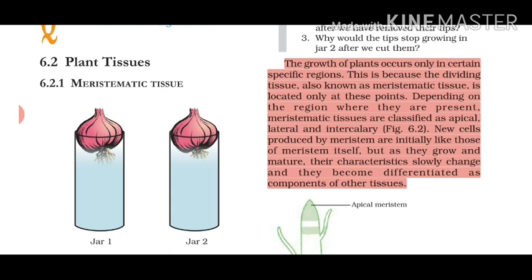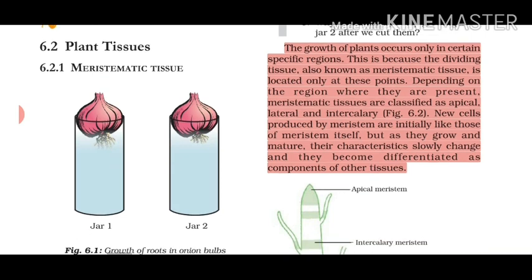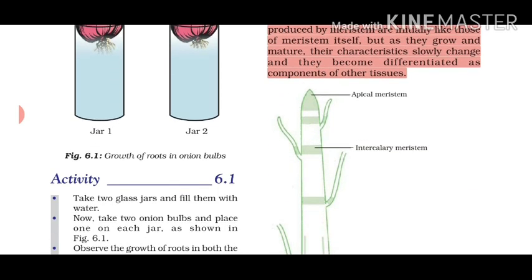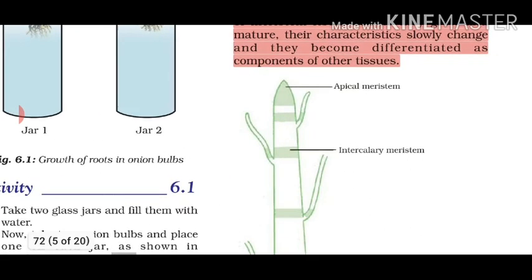This is because that is the meristematic tissue, and dividing tissue is located only at these points. Depending on the region where they are present, they are classified as apical, lateral, and intercalary. New cells produced by meristem are initially like those of meristem, but as they grow and mature, their characteristics slowly change and they become differentiated as components of other tissue.